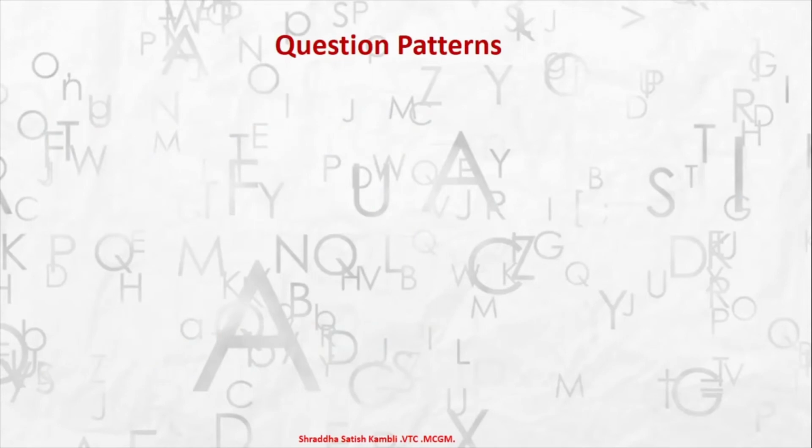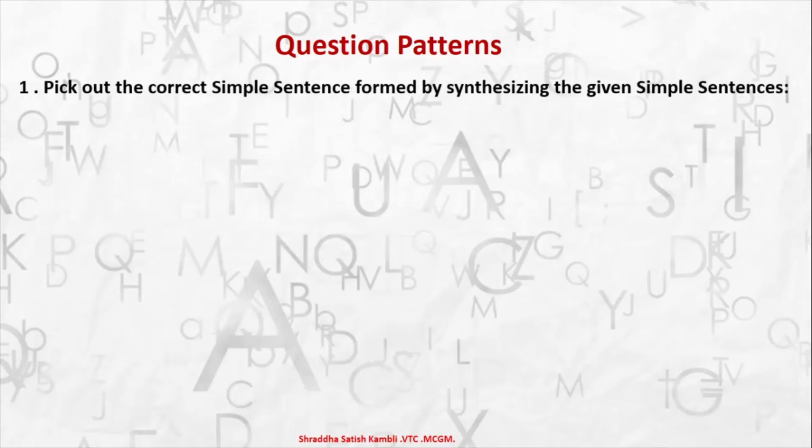Now we move on to the question patterns. Now let us see how many types of questions we will have to look at. So we will have to look at 5 types of questions in total. The first type: pick out the correct simple sentence formed by synthesizing the given simple sentences. So there will be 2 simple sentences given to you, and these 2 simple sentences will be joined together and give you a new simple sentence. So you have to pick up the correct option.